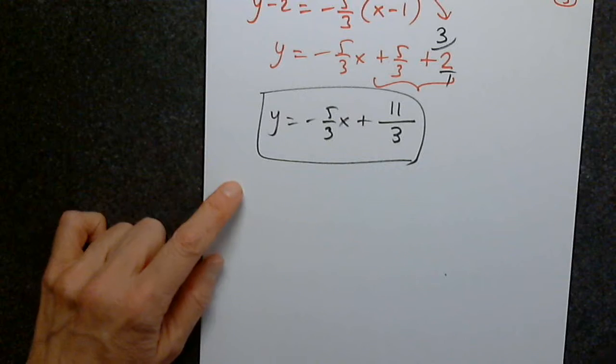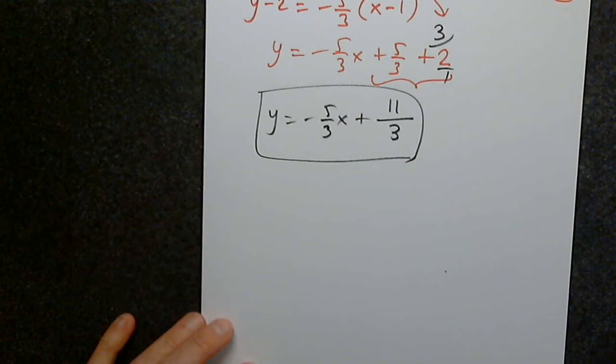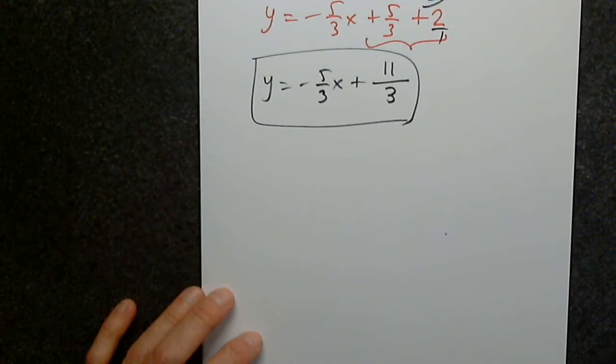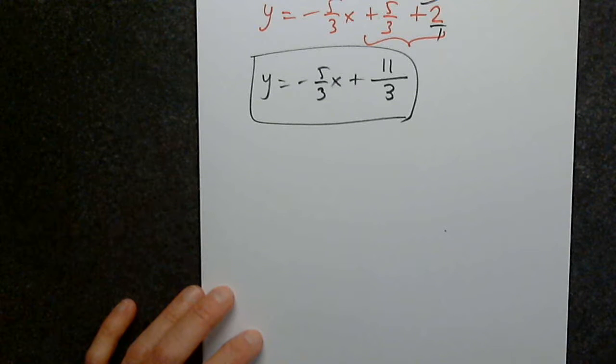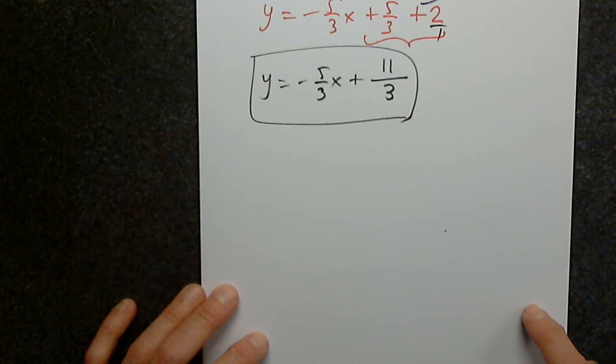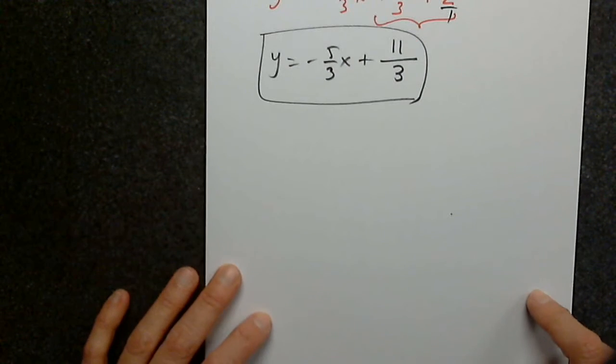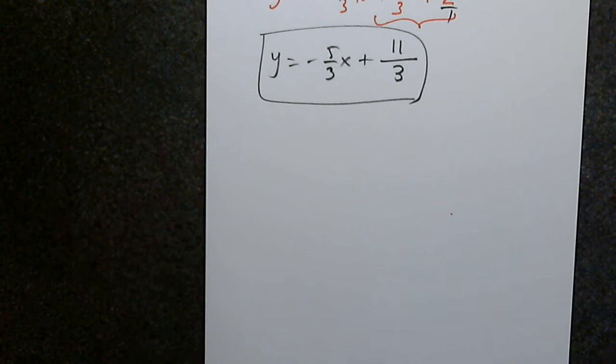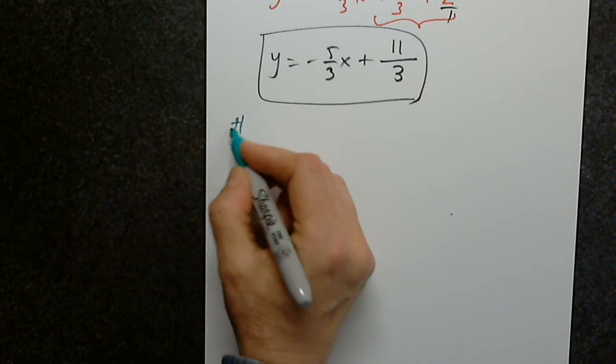Everyone got the same thing? Negative 5/3 x plus 11/3? Yes? Are we okay? Everyone? Is it okay, every step? Okay, perfect, awesome. So let's look at 62.